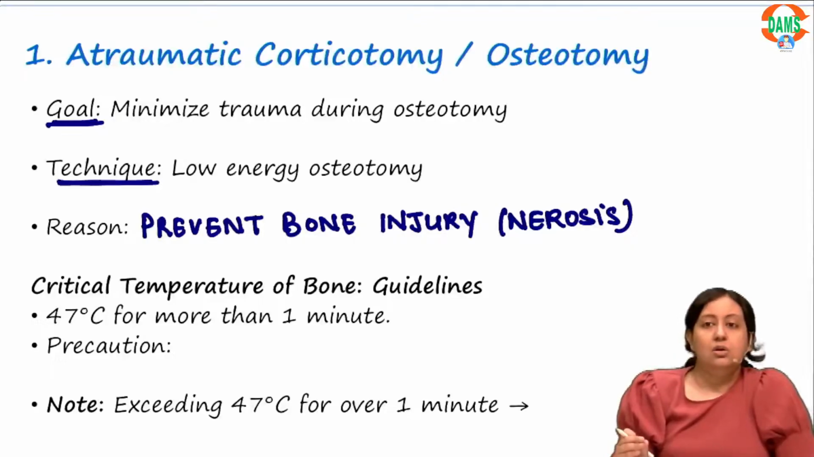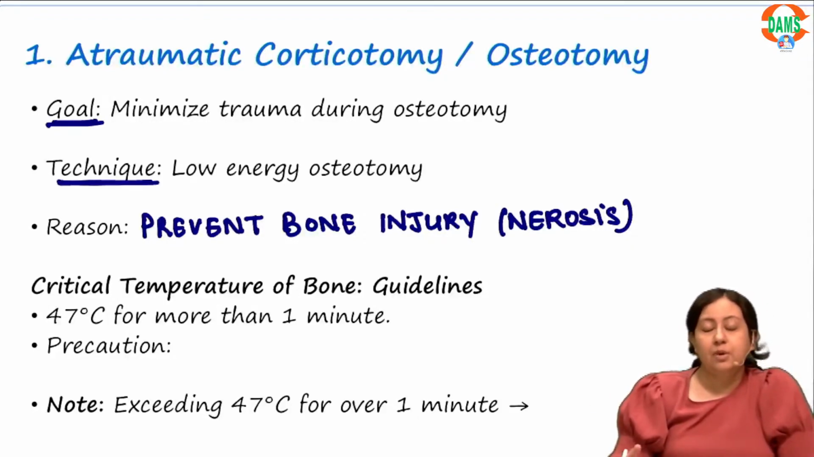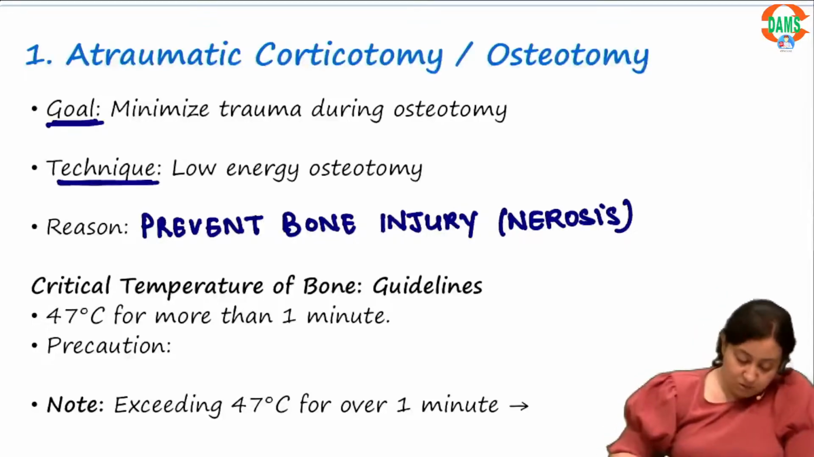So this is how you will prevent thermal injury to the bone. Now the thing is, it is not possible that after every minute we remove the instrument from coming in contact with the bone. That is not possible. So how is this achieved? This is achieved by continuous saline irrigation. So the precaution that is taken is continuous saline irrigation.